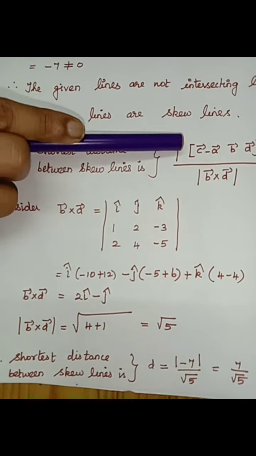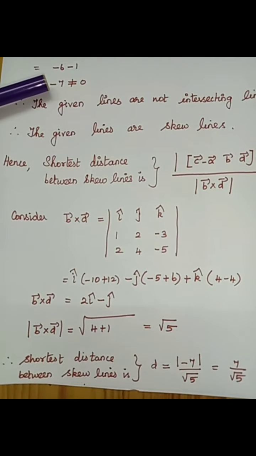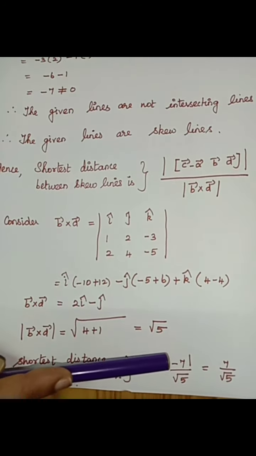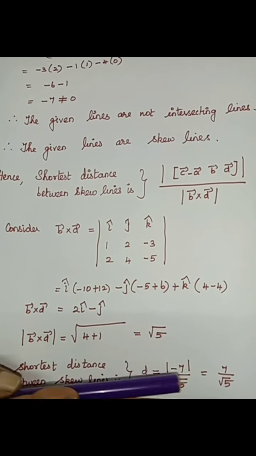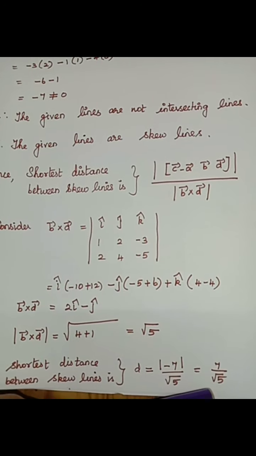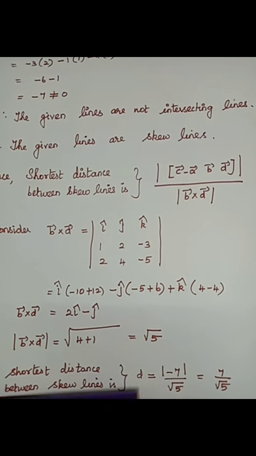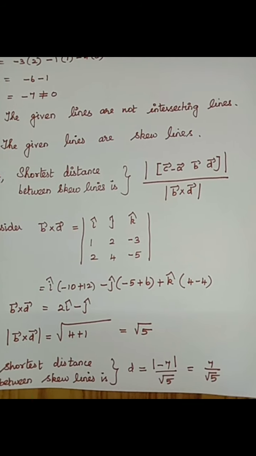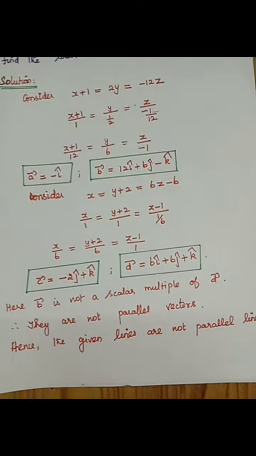So substitute in the formula. The numerator answer is minus 7 and the denominator answer is root 5. It has to be written within the modulus. Modulus of minus 7 is 7, so 7 by root 5. Distance cannot be negative, so that's why in this formula we have written the modulus. Okay, so we'll come to the fifth problem.